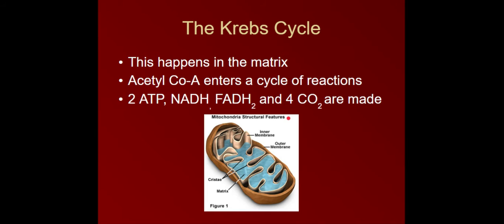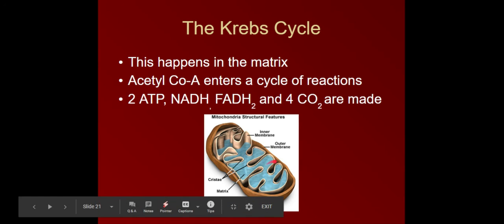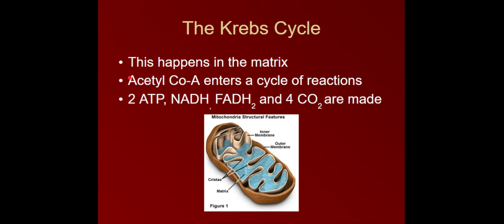So the next step is the Krebs cycle. This happens in the matrix of the mitochondria. Remember, the matrix is the inner space in here, in between those folds of the cristae or the inner membrane of the mitochondria. Acetyl coenzyme A enters the cycle of reactions.